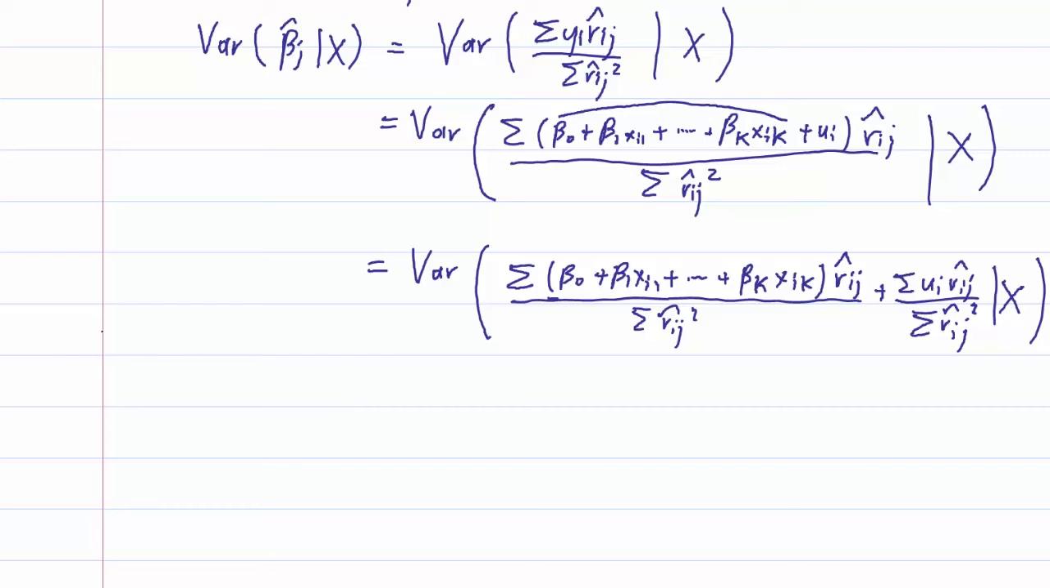So remember, the variance of something that's constant plus a random variable is just the variance of this random variable. The constant doesn't change anything in the variance. If we go back here, since we conditioned on x and everything here depends only on x, remember that the rij hat depend only on the x's. We don't have any y, we don't have any ui, so this is constant.